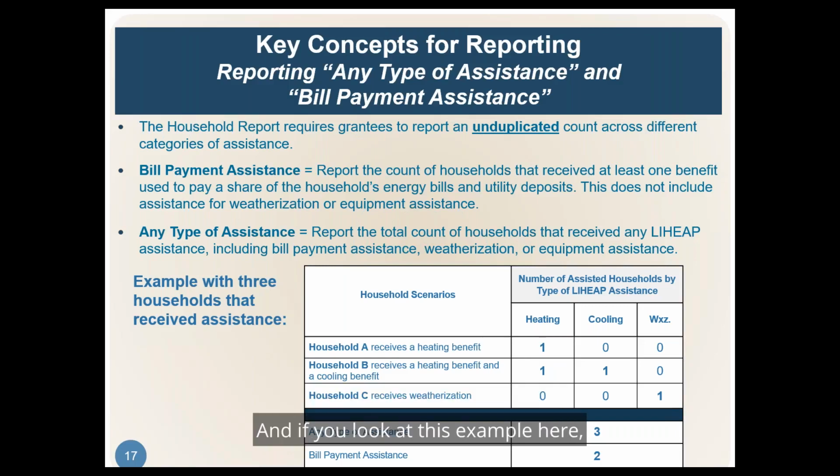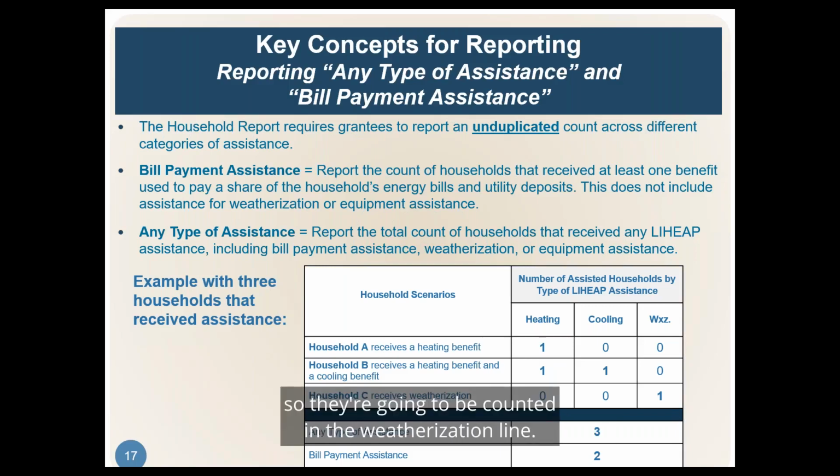And if you look at this example here, you'll see that household A received a heating benefit, so they're counted in the heating line. Household B received a heating benefit and a cooling benefit, so you're going to see them counted once in heating and once in cooling. And household C received weatherization, so they're going to be counted in the weatherization line.